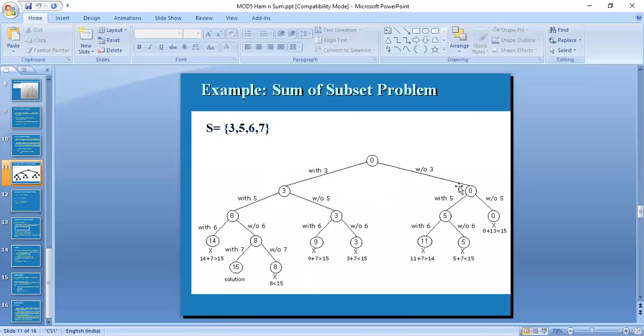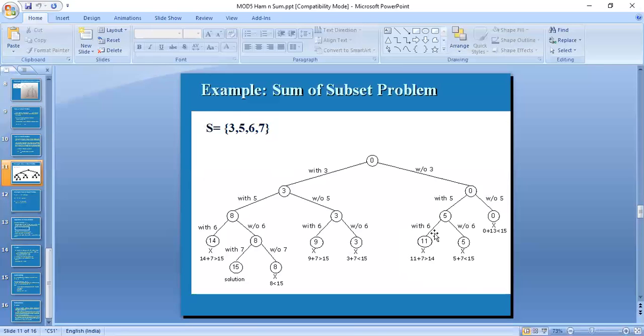Now we will be moving on without 3. Without 3 means you are not including item 3. When you are not including the item 3, what will the value be? The value will be 0. So now we check with 5. With 5, 0 plus 5 is 5. So we will move on to the next level, where we include the next element. So 5 plus 6 is 11. But when you go for the next level, the value becomes 11 plus 7, which is 18, which is greater than 15. So it is a non-promising node.